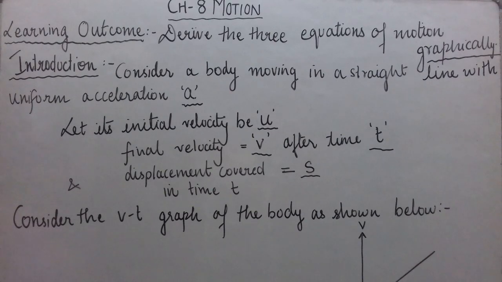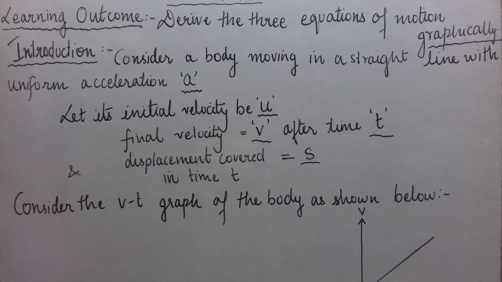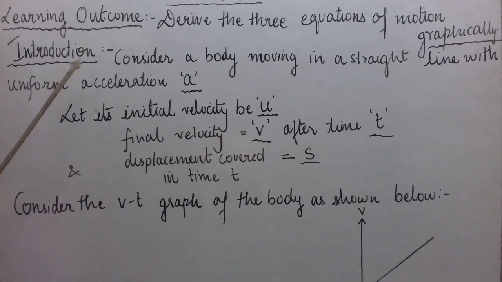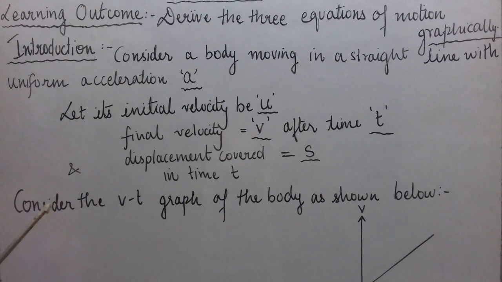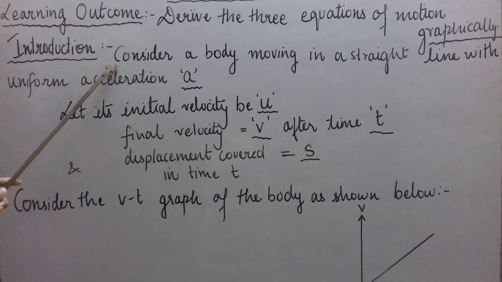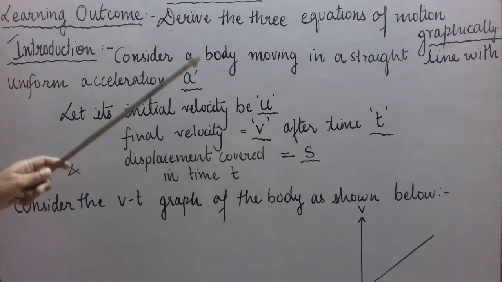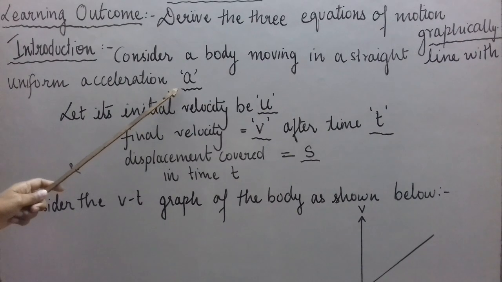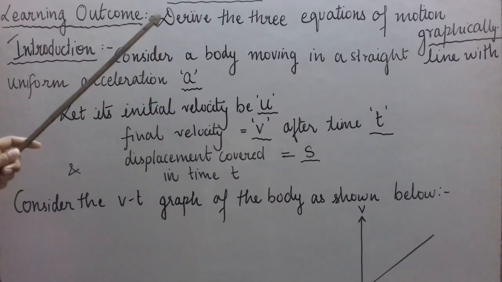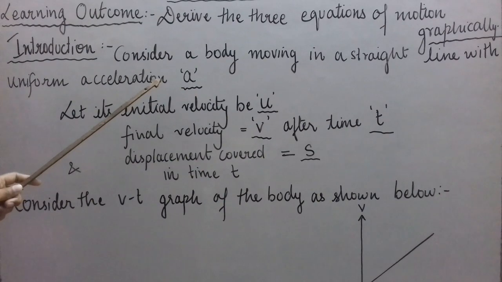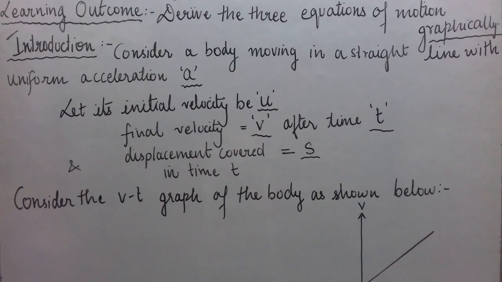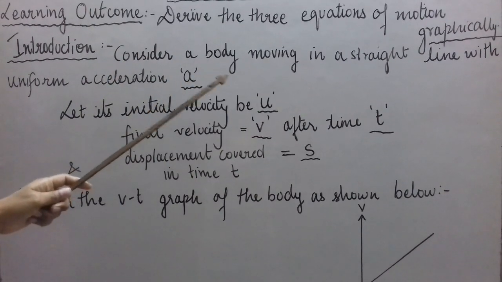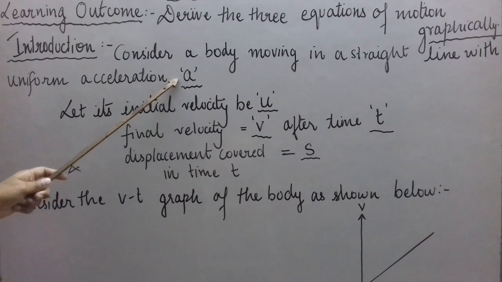Before we derive, the first part of your derivation should be the introduction. So what is the introduction here? As I have told you, always the body will be moving in a straight line. Consider a body moving in a straight line with uniform acceleration A. It means the three equations of motion that we are going to derive are valid for uniformly accelerated motion.